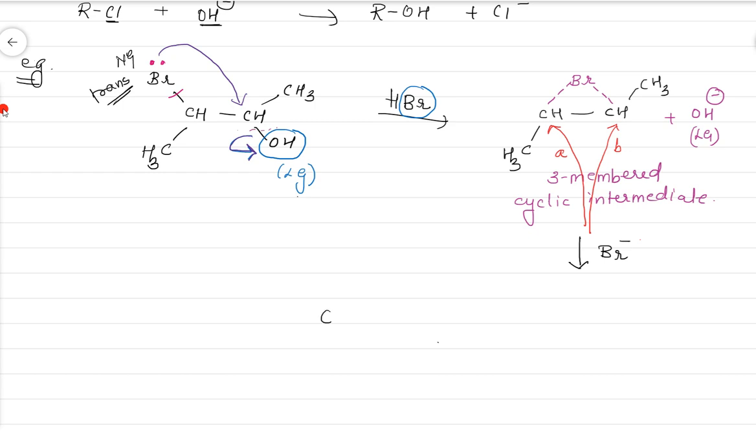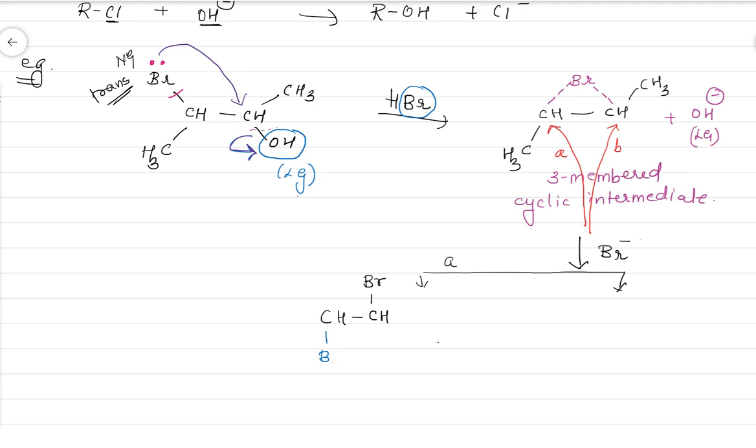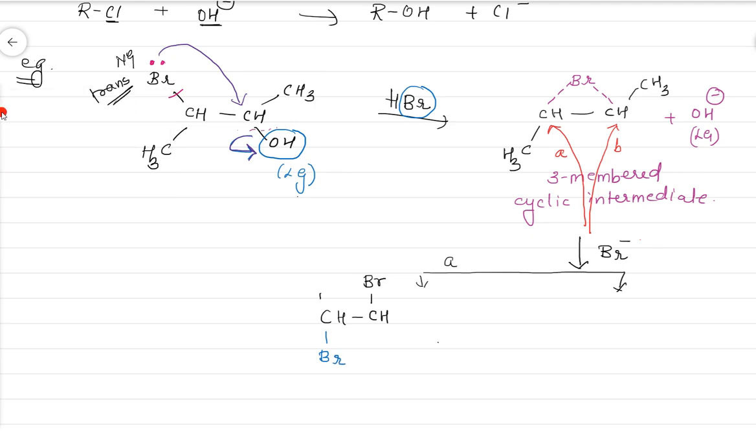Let's see. Suppose we are talking about, okay, I'll do it this way. So let's say path A. This is our path A where, if the Br is attacking on A, then this Br will shift to this carbon. So here we will get Br. This is the nucleophile that is attacking. So this is path A, and the rest of the structure remains the same.